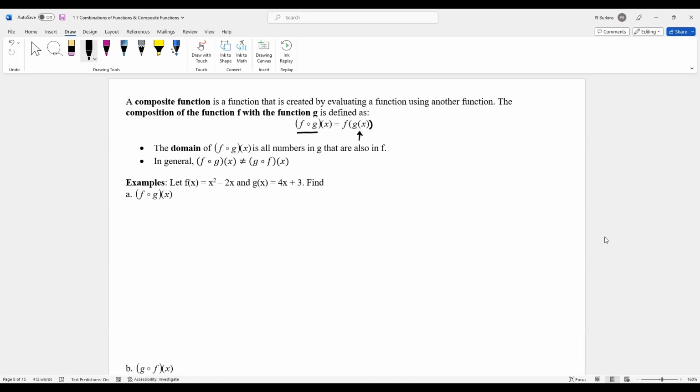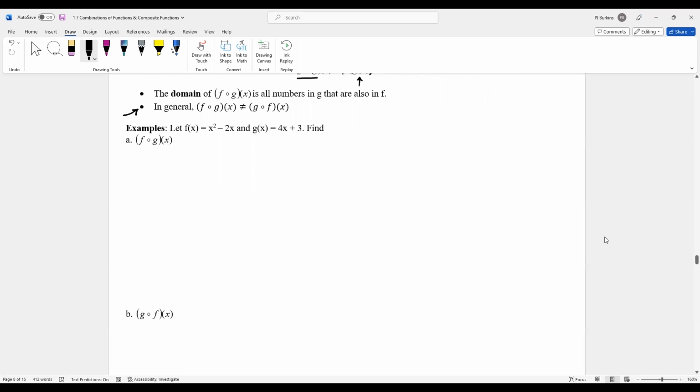Now, these first two are really nice. They're polynomials, so they don't care, right? They're going to be allowing any number from negative infinity to infinity, so we don't have to worry about that so much. The last bullet point here says, in general, f of g of x is not equal to g of f of x. And actually, in the next section, 1.8, we'll discuss when that happens. Okay, so let's just try and see if we can substitute these functions in and see what happens.